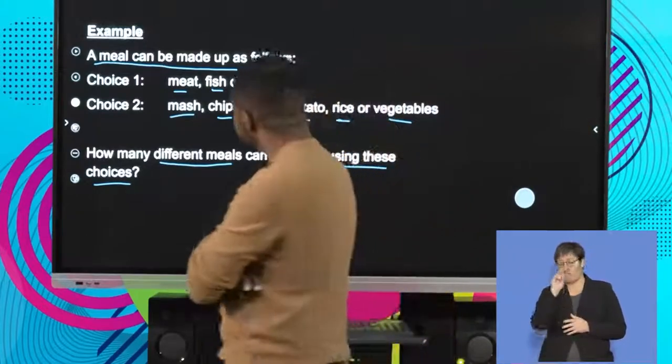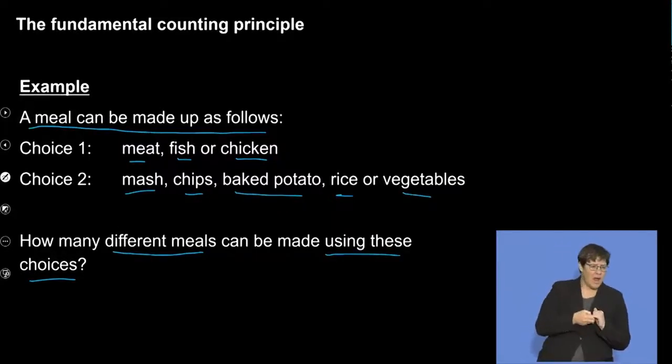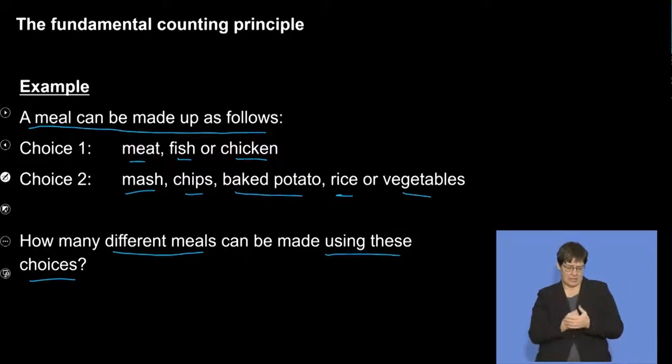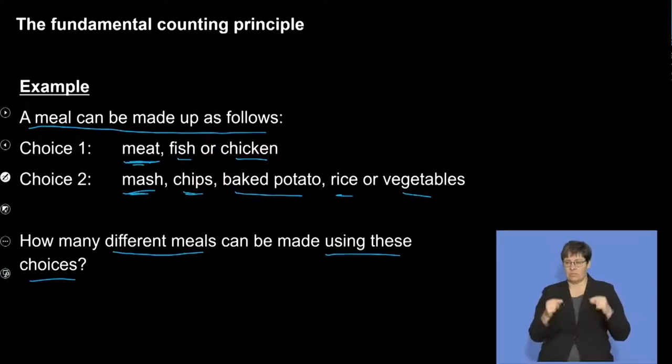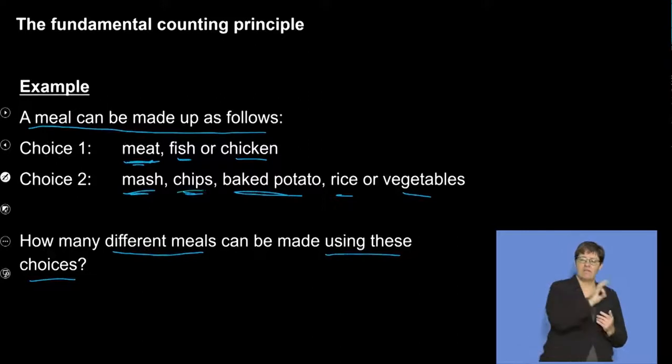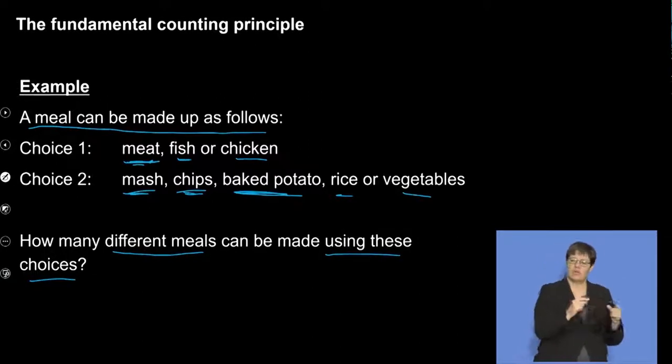If you look at this, we can try to write some of the choices. Let's say meat and mash, that's one choice. But that will take time. Meat and mash is one, meat and chips is another one, meat and baked potatoes, another one, meat and rice, another one, and meat and vegetables, that's another one. Fish and mash, fish and chips, fish and baked potatoes, fish and rice, and fish and vegetables. Yes, that's what we can do.